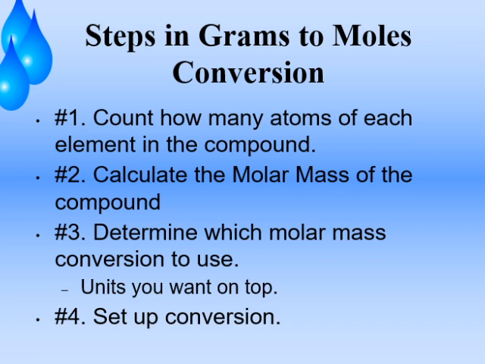So there are some steps in grams to moles conversions or moles to grams conversions, either way. The first thing you're going to do is count how many atoms of each element are in the compound. The second step, you're going to calculate the molar mass of the compound. The third step is you're going to determine which molar mass conversion to use. So which units do you want on top or on bottom? And the next thing is set up your conversion. So let's look at a couple examples.